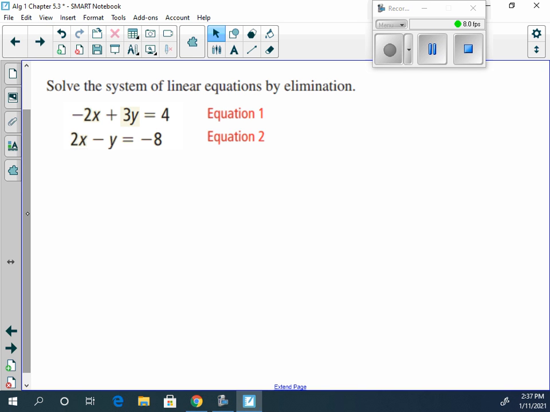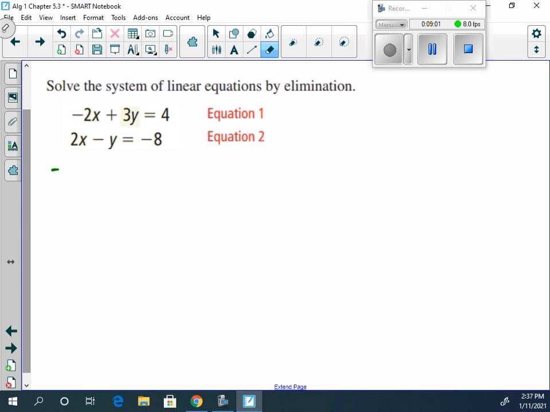Well, I have 3y and I have just y, yes? So if I add these, well, 3y plus negative y, well, 3 minus 1 is 2. Okay, adding doesn't work. Say I subtracted. Well, the negative and negative would give us a 3y plus y is 4y. So as it stands right there, there's no way I could add or subtract and get those two to cancel out completely, yes?